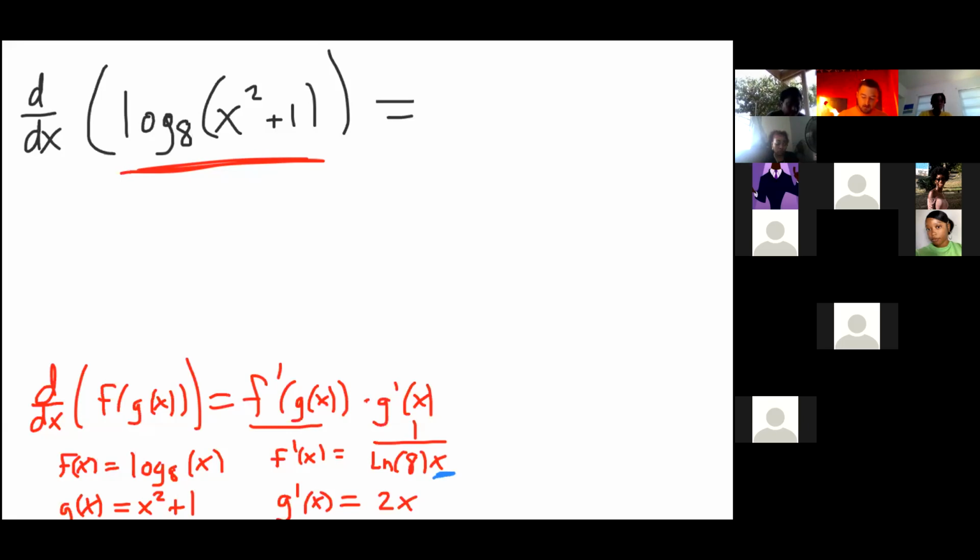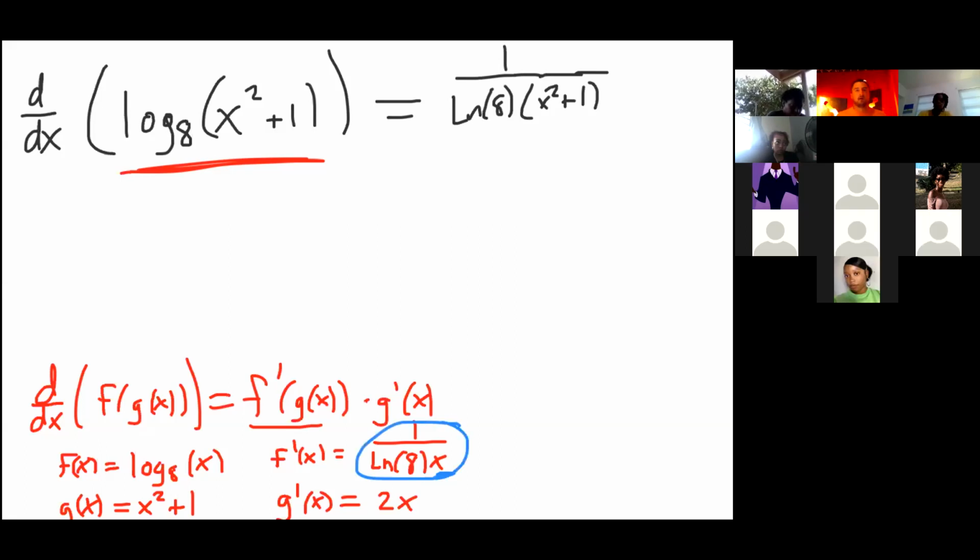So the overall derivative, the derivative of log base 8 of x squared plus 1, is the derivative of the outer function with the inner function plugged back in. So it's 1 over natural log of 8, but my inner function was x squared plus 1. And that's what my function down here tells me to do, right? I'm going to take 1, divide it by natural log of 8 times whatever you've given me. I've got to plug back in my inner function, x squared plus 1, so that's where it appears.